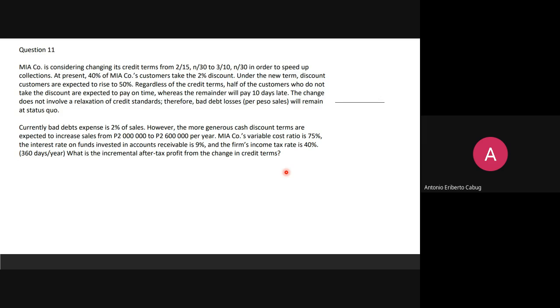Okay, effect on the after-tax profit, no? Effect on the after-tax profit. So, bakit tatlo lang yung nakikita kong sagot? Tatlo lang yung nakikita kong sagot. Nasaan yung iba?